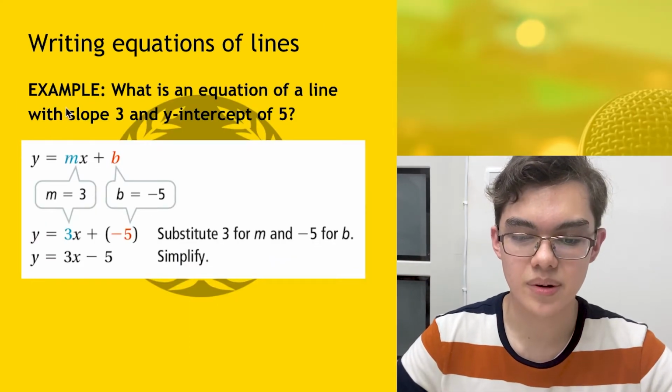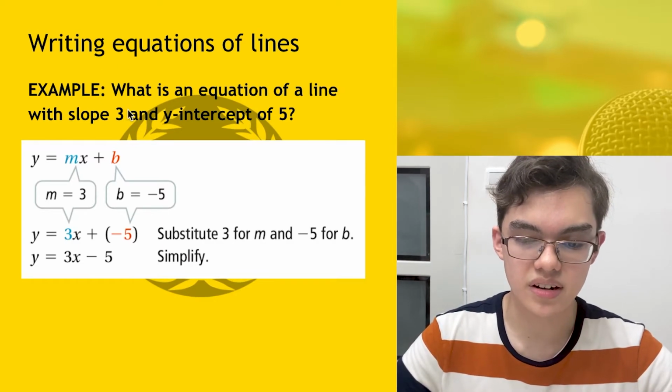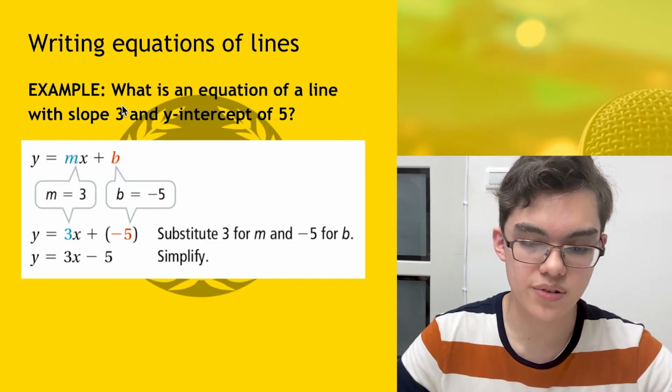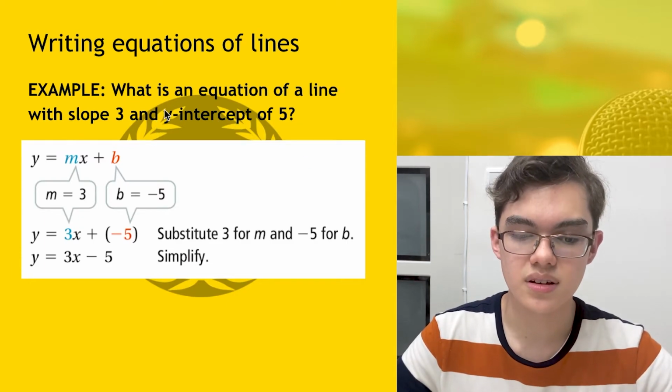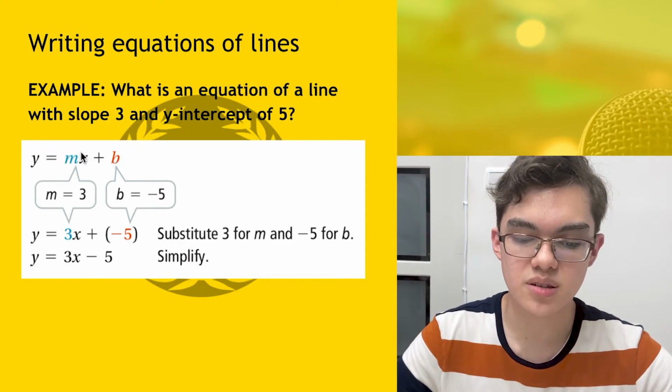Okay, so now we're going to talk about writing equations of lines, given a description of a line. So for example here, what is an equation of a line with slope 3 and y-intercept of 5? So clearly we're supposed to use the slope-intercept form, so that's y equals mx plus b.